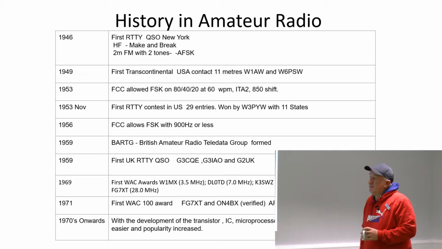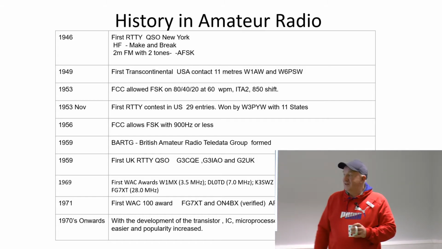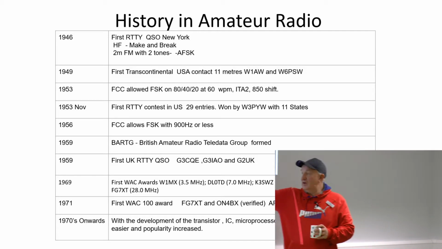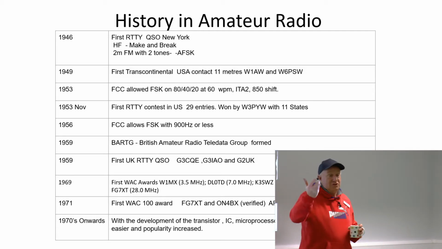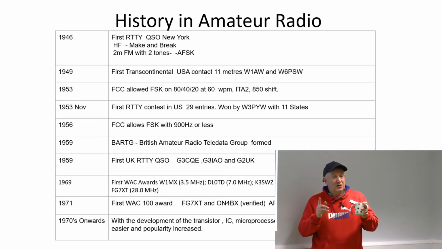So in 1956, the FCC allowed FSK with 900 hertz or less shift. That allowed you to drop the shift down. Having a wide shift is not necessarily a good thing, because when you start having a wide shift on the two different tones, the propagation can vary a little bit. So you get fades and shifts and strange effects.